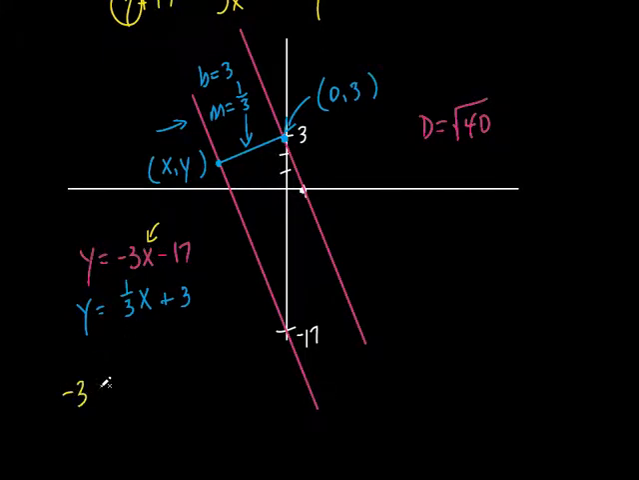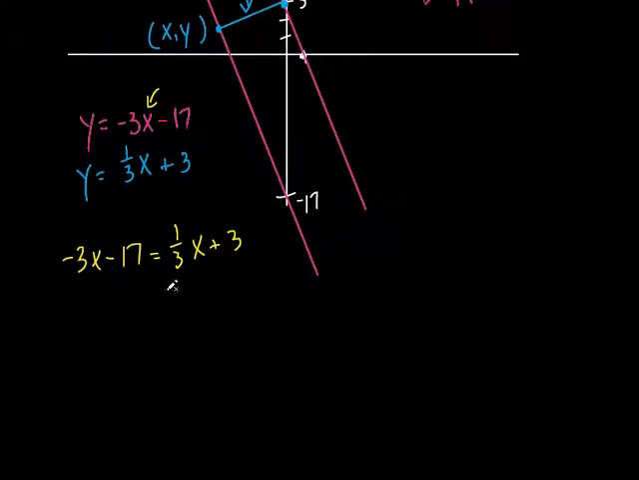So watch, let's do it real quick. Negative 3x minus 17 equals 1/3 x plus 3. Let's add a 3x to both sides, keep it positive, and subtract a 3 from both sides. Okay, so that's negative 20 equals, what's that?